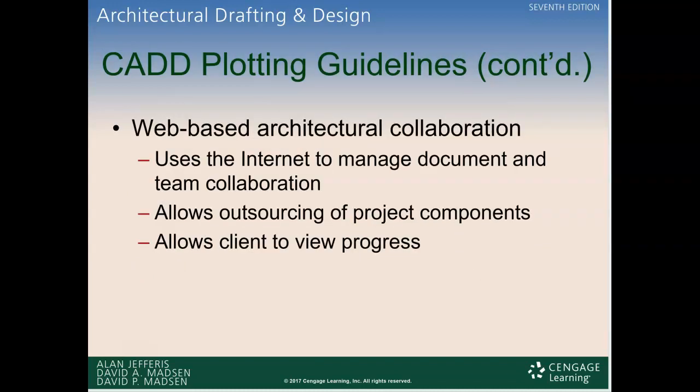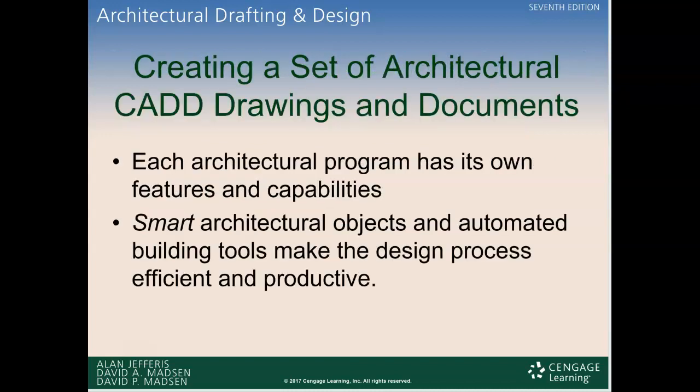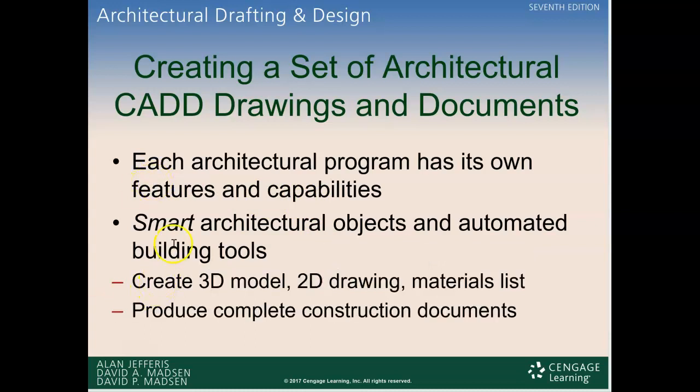We can collaborate over the internet using Revit in the cloud. Each architectural program has its own features and capabilities. Smart architectural objects, this is Revit, and automated building tools make the design process effective and productive. AutoCAD, however, is lines, and each is called vector graphics. Revit Smart Architecture can create 3D models, create a 2D model, a materials list, all at the same time, and can produce a complete set of construction documents.